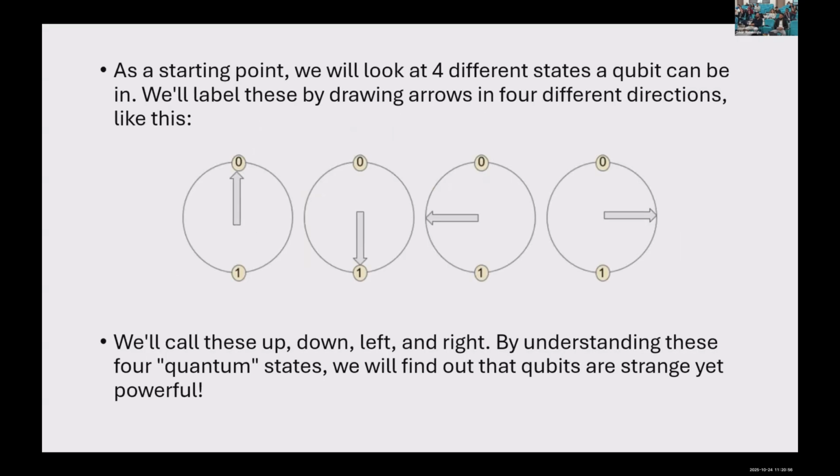As a starting point, we will look at 4 different states of qubits. We will label these by drawing arrows in 4 different directions, like this: up, down, and then to your right and to your left. We will call these up, down, left, and right. By understanding these 4 quantum states, we will find out that qubits are strange yet very powerful.